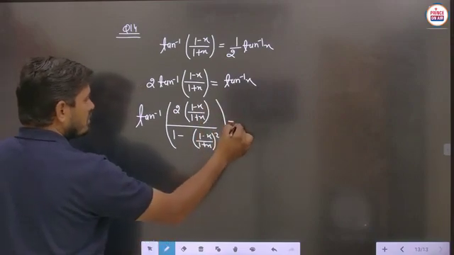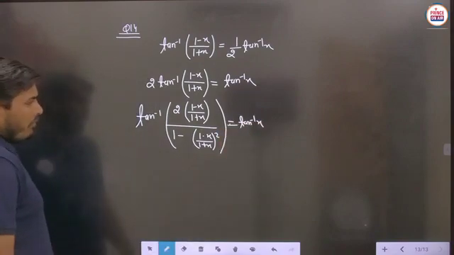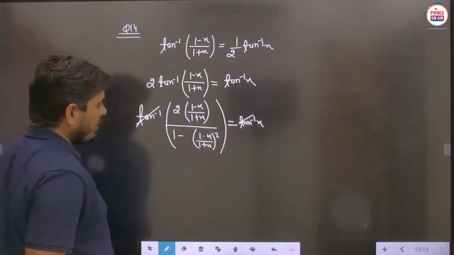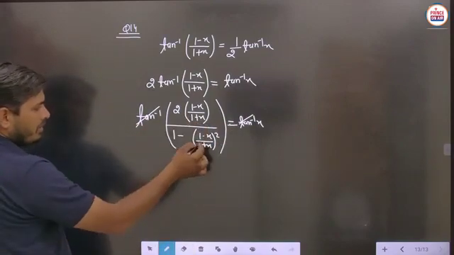So you can just write down the formula, no problem. So after this part, tan inverse will cancel out from both sides. You can take the LCM. So here LCM is 1 plus x, but here 1 plus x square.